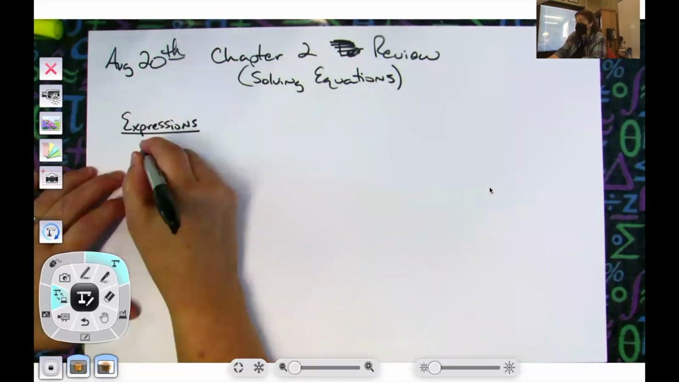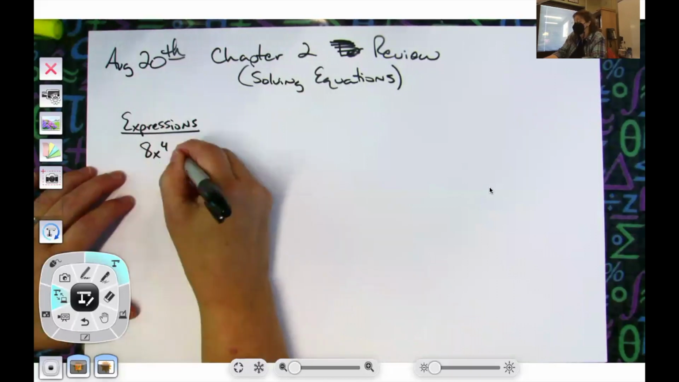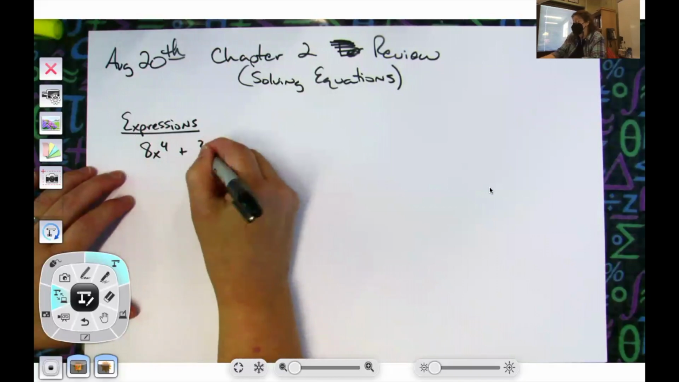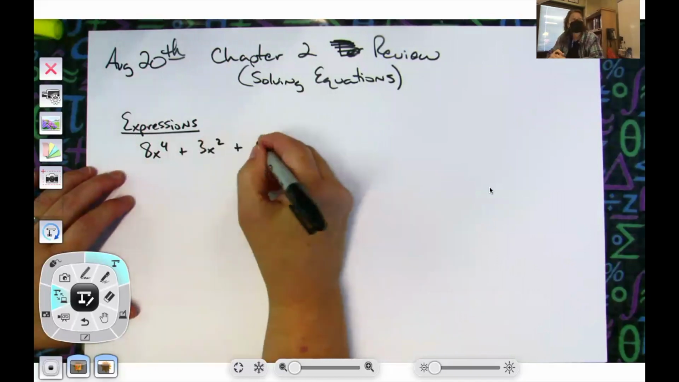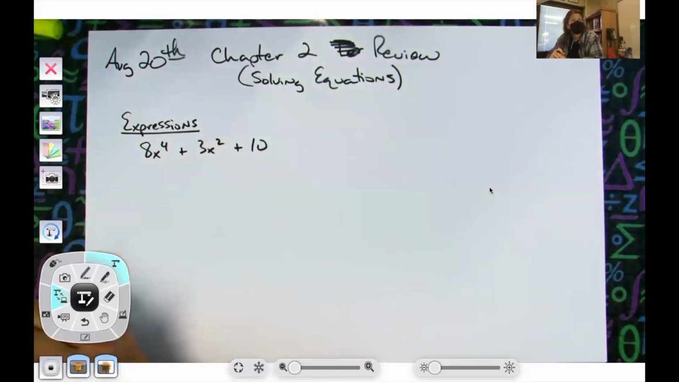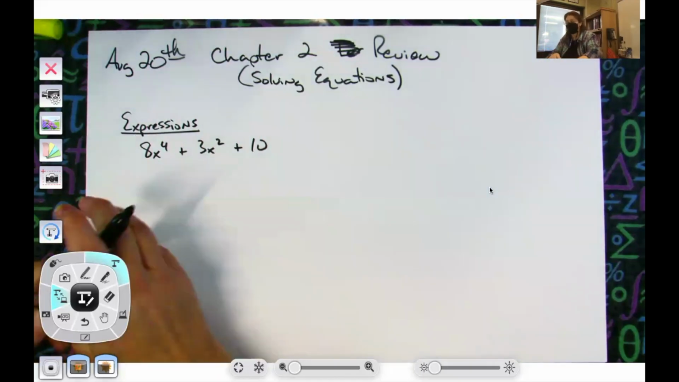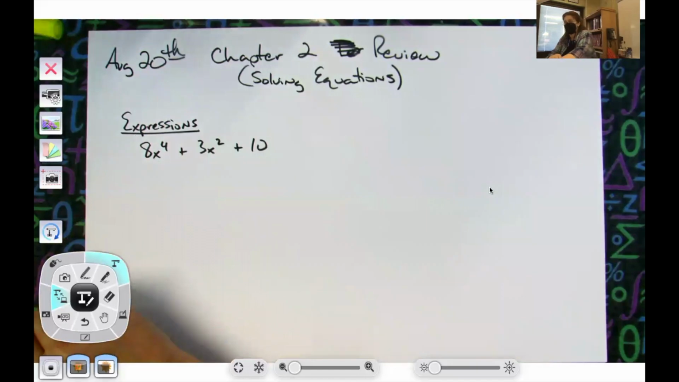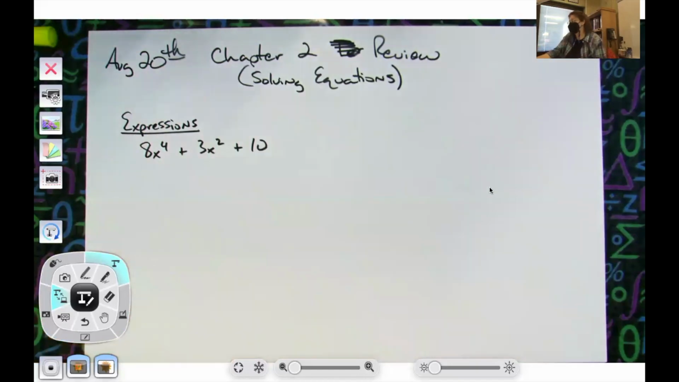So I might have something like 8x to the 4th plus 3x squared plus 10. That could be an expression. Now, as it sits right there, does anybody remember what form that's in? There's a name for it. It's in what's called standard form.